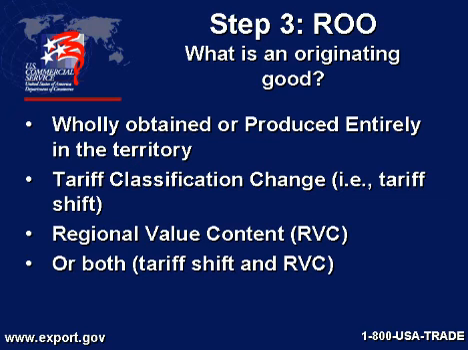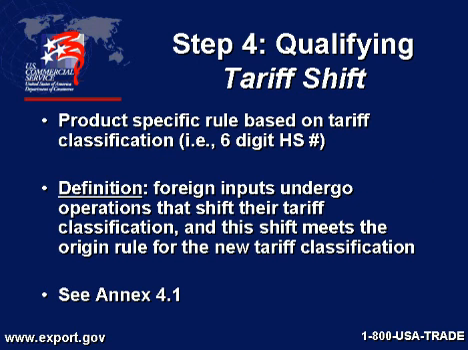So most manufactured goods are going to have to meet the next criterion, which are the tariff classification change, or regional value content, or possibly both tariff shift and regional value content. These are product-specific rules, so you'd have to look it up for your product and then see which rule applies. A tariff shift is product-specific, and what that means is that when you use any foreign materials to manufacture your good, they must undergo basically a substantial transformation that shifts their tariff classification from one to the finished good.